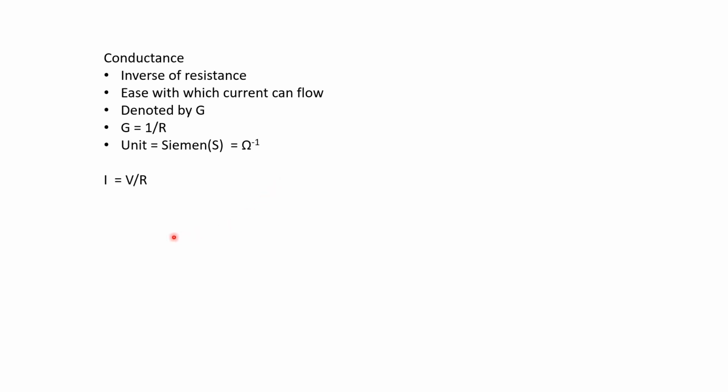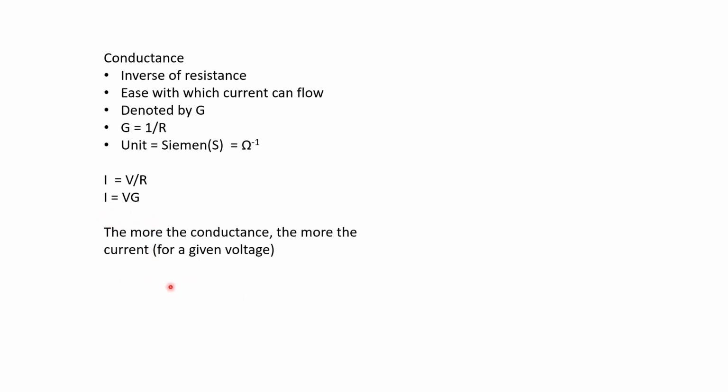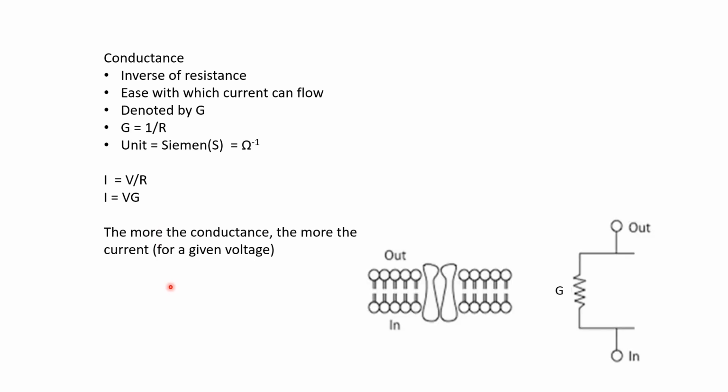Now Ohm's law says that V is equal to IR, or I is equal to V over R. We can replace this 1 over R factor by G, and Ohm's law becomes I is equal to V times G. And what that essentially means is that if you have 2 points that have a certain potential difference V, then for the same potential difference, if those 2 points are connected by a larger conductance, then you will see larger current. So current is proportional to G. The more conductance there is, the more the current there will be for a given voltage.